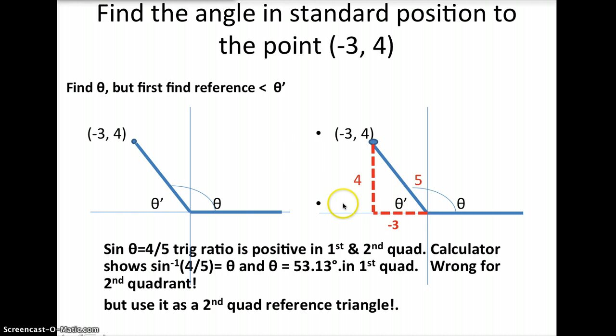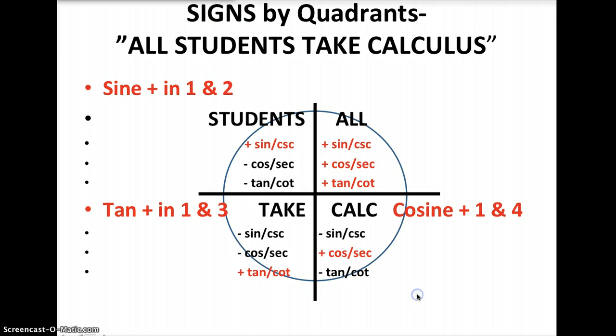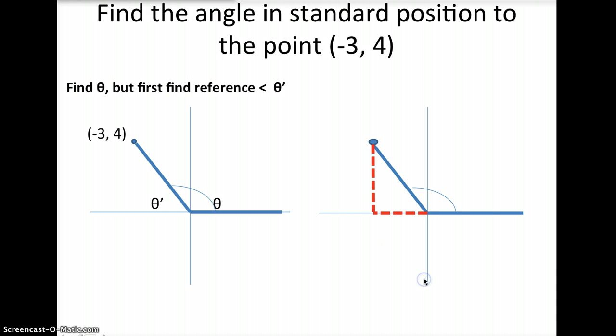So we're going to continue this. You would take 180 minus 53.13, and that would give you 126.87. That is the right quadrant, but the calculator didn't give you the right quadrant. It gave you 53.13. Little weakness of the calculator. Actually, the calculator is programmed to the real issue, not vice versa. Okay, and once again, remind you, all students take calculus.